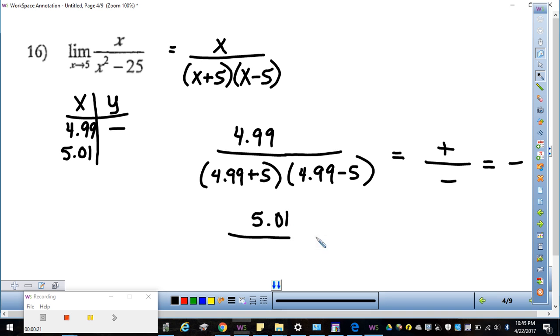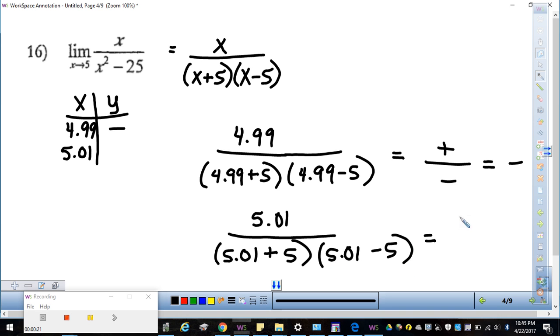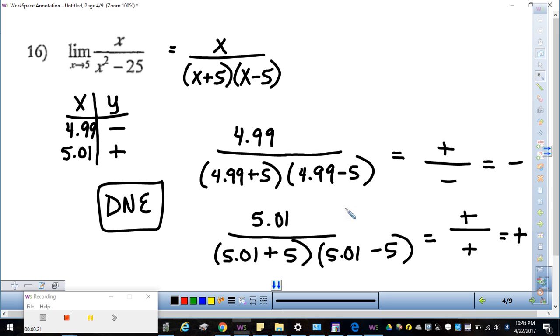So we could plug in something on the right side, something like 5.01. So our numerator is positive, and our denominator will also be positive. So that tells us the limit coming from the right is positive infinity. So because these are different, overall, we can say that our limit does not exist.